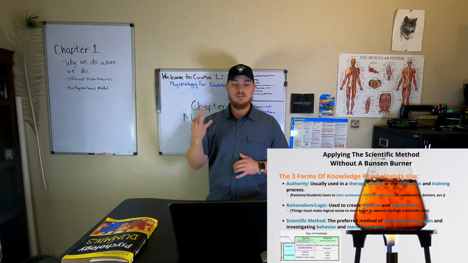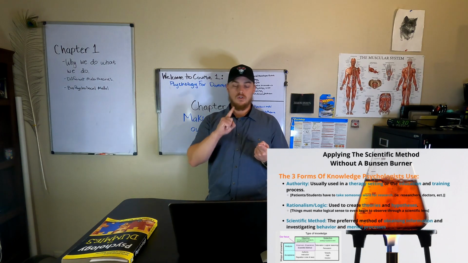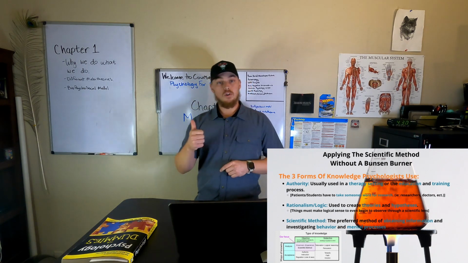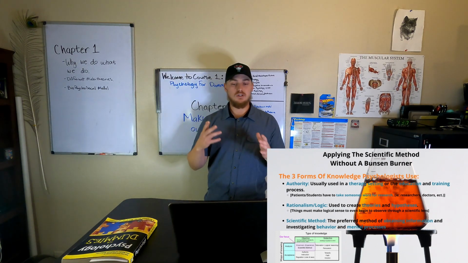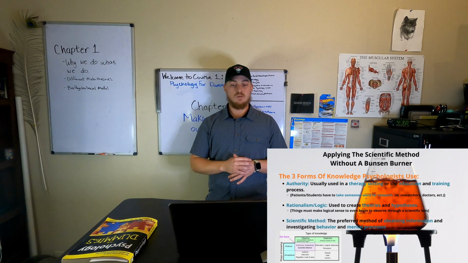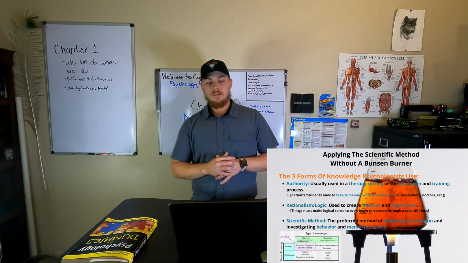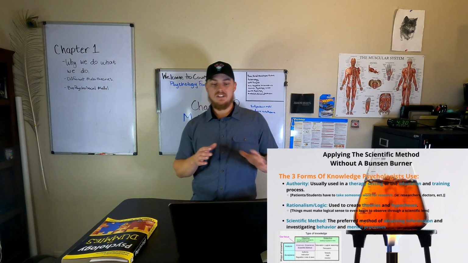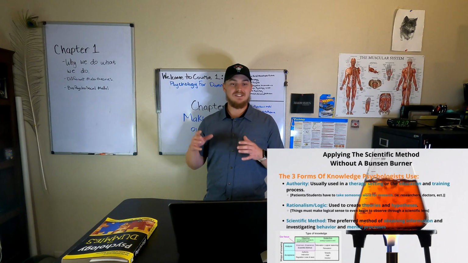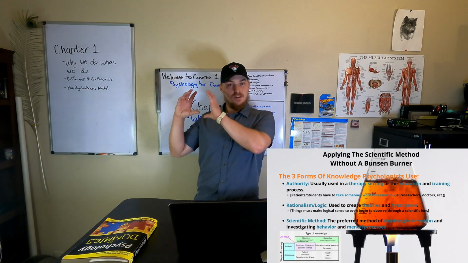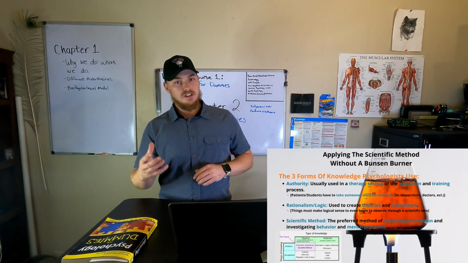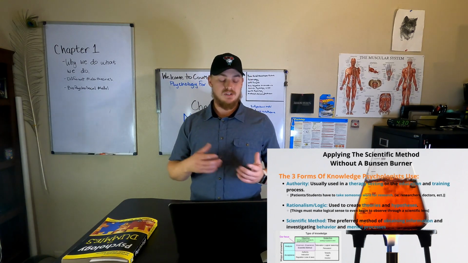So the 3 forms of knowledge that psychologists use are authority, rationalism and logic, as well as the scientific method. So authority is used in therapy sessions or settings, as well as education and training processes. Patients and students have to take someone's word for research, i.e. the researchers or doctors, so that's why we tend to go to a higher authority in that specific realm when we have to get information about our health or anything to that extent based on research.